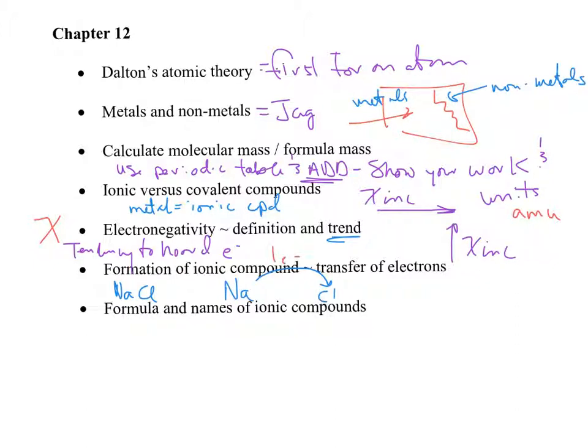One electron going from the sodium to the chlorine, and then the sodium ends up as a +1, and the chlorine ends up as a -1. So transfer of electrons forms this ionic bond in an ionic compound.